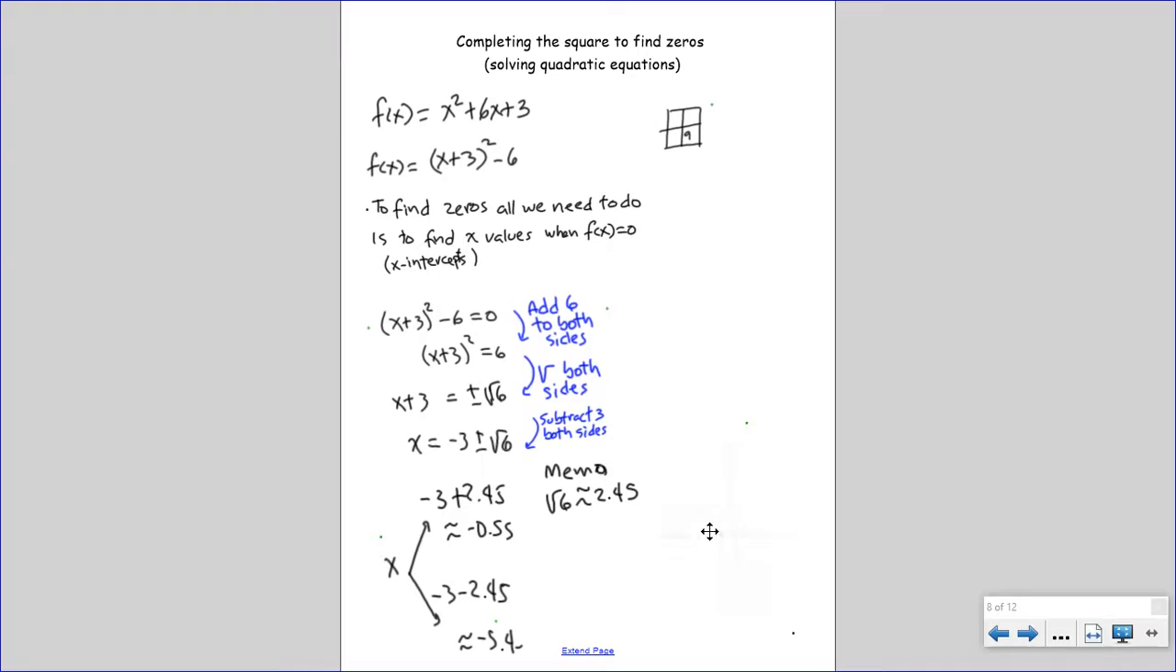And that means, roughly, if we sketch our quadratic, this is what it might look like. We would notice that we have our vertex that we found very early at negative 3, negative 6. And these two intercepts would be one at negative 5.4 approximately, the other one at negative 0.55.